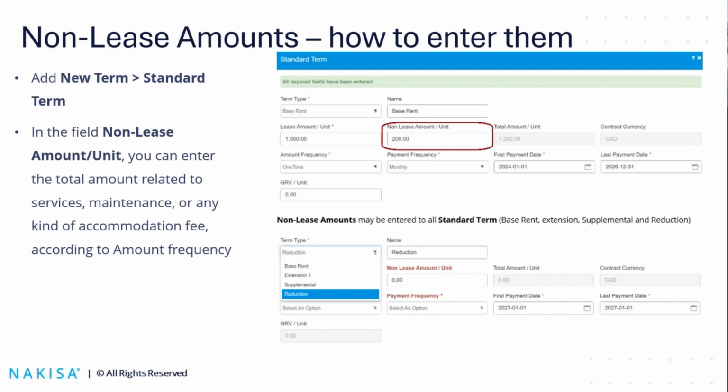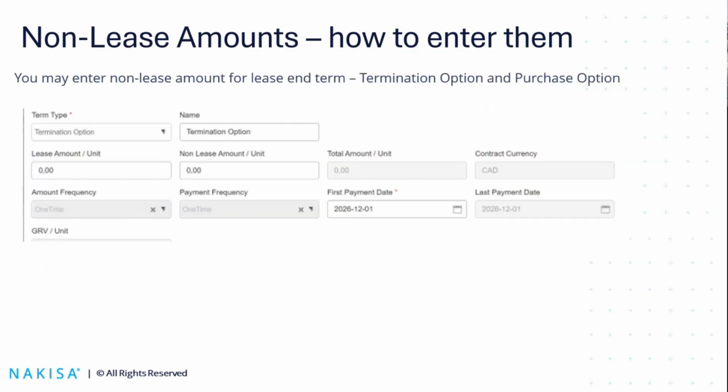So based on the term introduction window, in the standard term, we have the non-lease amounts. And you can introduce non-lease amounts with every standard term. So whether you are entering a base rent, an extension, a supplemental, or reduction, you can enter them. Here they will be very tied to the lease amounts because they will follow the same amount frequency, the same payment frequency, and of course the dates of payment. So it will be exactly in the same cadence as the lease amount.